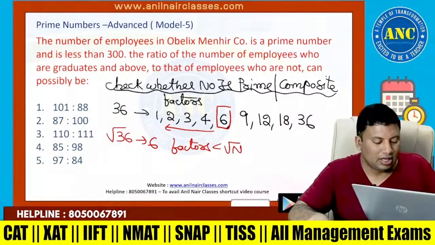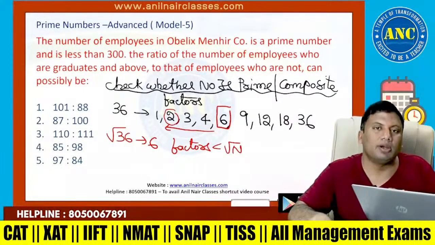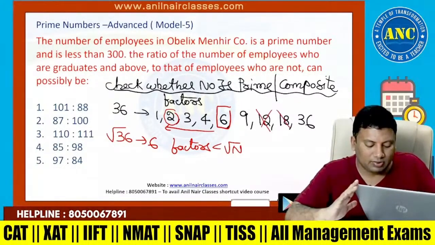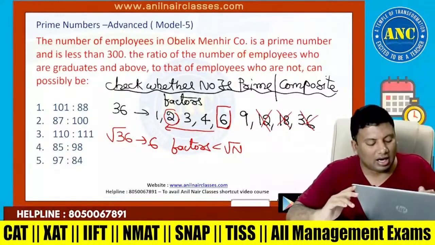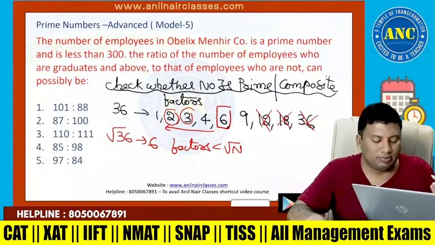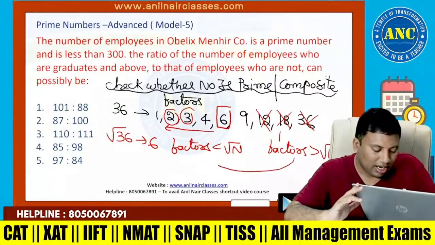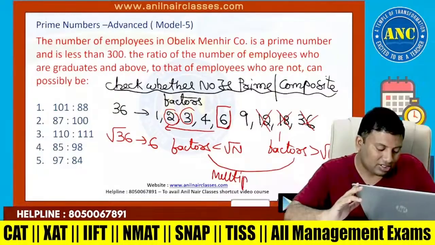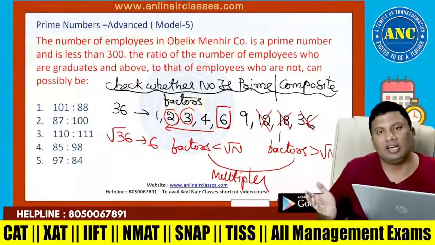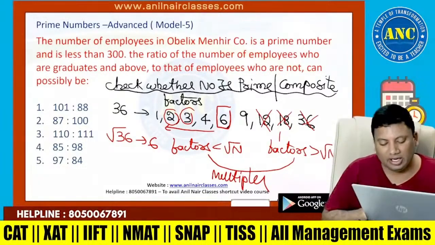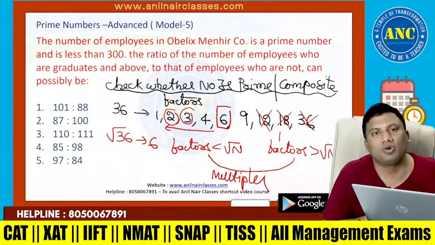Suppose 36 is not divisible by 2. It cannot be divisible by 12, 18, 36. Or if 36 is not divisible by 3, it cannot be divisible by any number which is a multiple. Can I say factors greater than the root are actually multiples of factors less than the root? Are you all with me? 9 is a multiple of 3, 12 is a multiple of 2 and 3, 18 is a multiple of 3 and 2, and 36 is nothing but 2 square into 3 square.